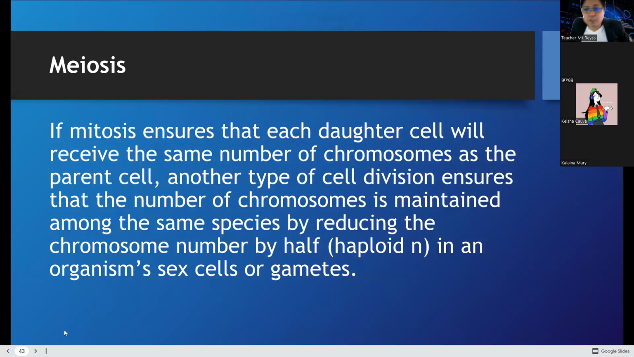Let's move now to meiosis. What's with meiosis? If mitosis ensures that each daughter cell will receive the same number of chromosomes because they are diploid like the parent cell, another type of cell division ensures that the number of chromosomes is maintained among the same species. Otherwise, it will be considered a defective cell. By reducing the chromosome number by half, that's haploid. Haploid means half the number of sets of chromosomes in an organism's sex cells or gametes. Sex cells or gametes, we're talking about sperms and eggs.